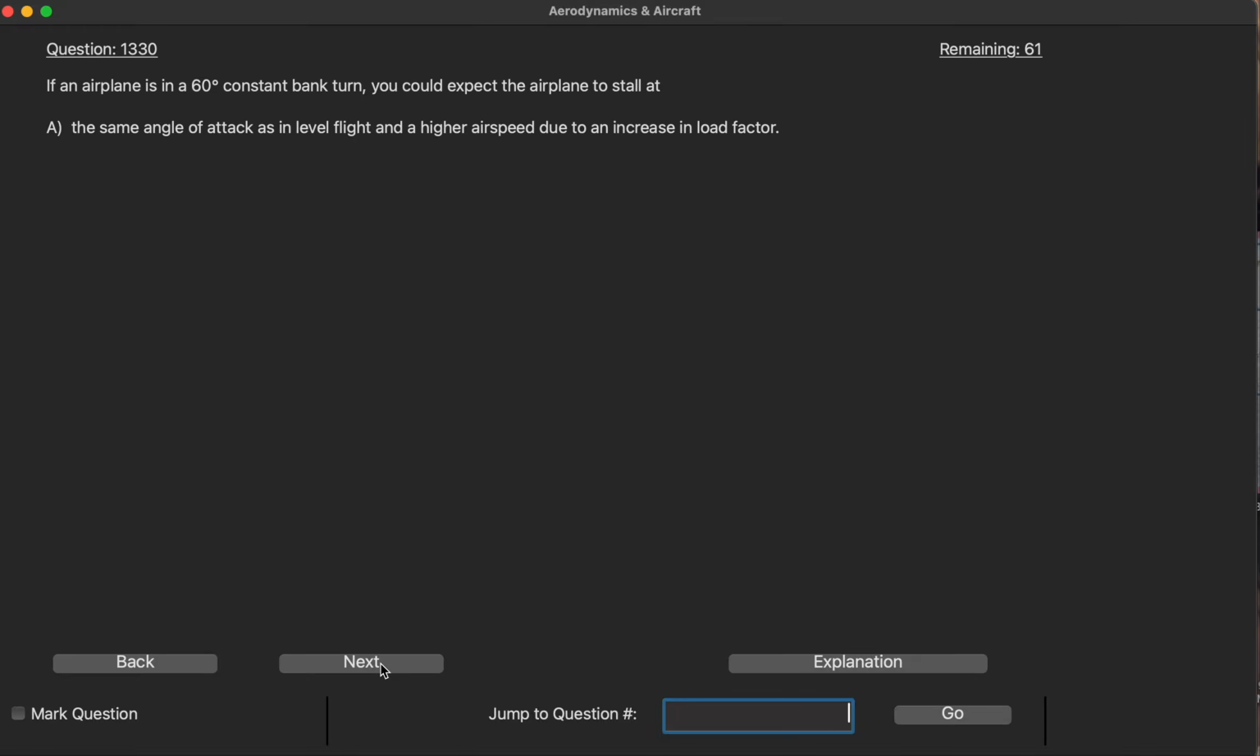If an airplane is in a 60 degree constant bank turn, you should expect the airplane to stall at the same angle of attack as in level flight and higher airspeed due to an increase in load factor.